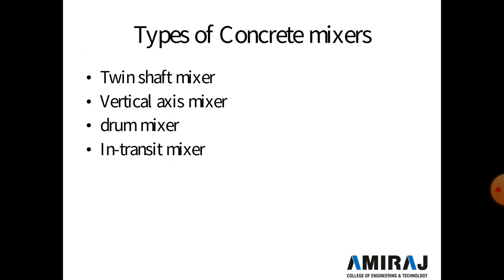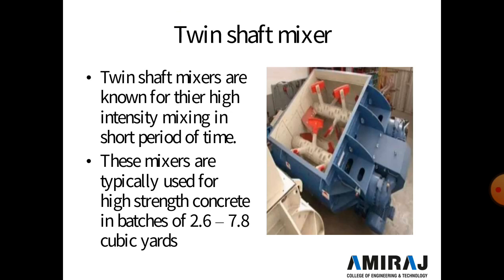So here are the types of concrete mixer. These are the four main types of concrete mixer. First one is a twin shaft mixer, second one is a vertical axis mixer, third one is a drum mixer, and fourth one is an in-transit mixer. So one by one we will discuss them. First we discuss the twin shaft mixer.